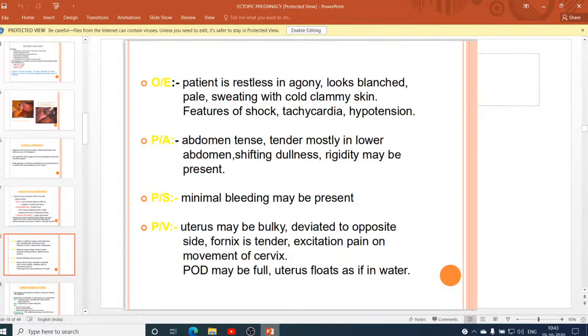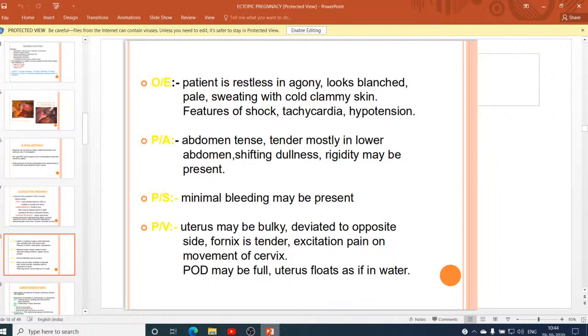Okay. On examination, the patient is restless in agony, looks blanched, pale, sweating with cold, clammy skin, features of shock, tachycardia and hypotension will be there. Per abdomen, abdomen becomes tense, tender, mostly in the lower abdomen, shifting dullness will be there, rigidity may be present. Per speculum, minimal bleeding may be present. And per vagina, uterus may be bulky, deviated to the opposite side.